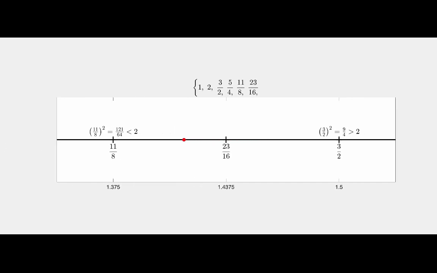So we'll zoom in again. We'll take the halfway point, 23/16. We square it, that's too much. So the square root of 2 is between 11/8 and 23/16. The difference of those two being 1/16. Right? So we're at most 1/16 away from the square root of 2. And notice, because we keep cutting numbers in half, the numbers in our sequence are getting closer and closer to each other.